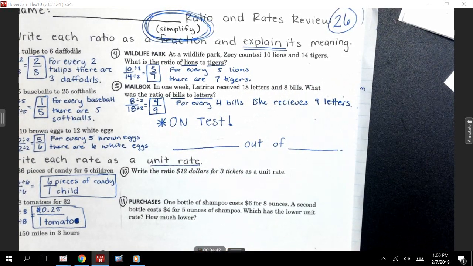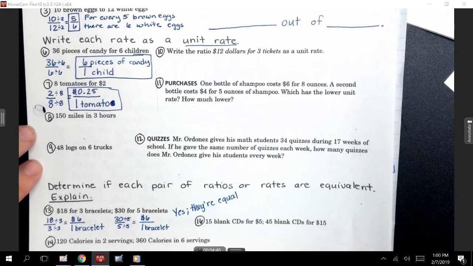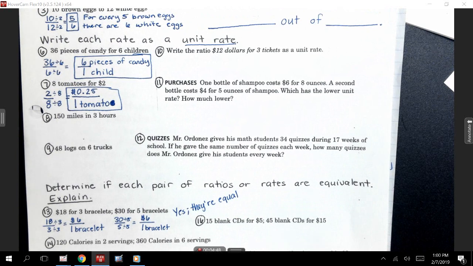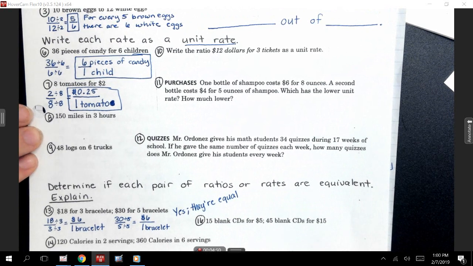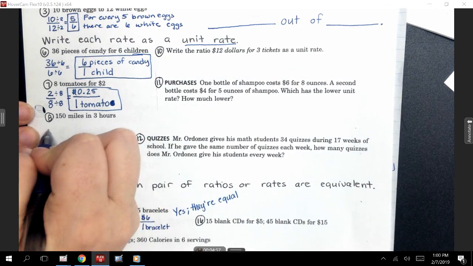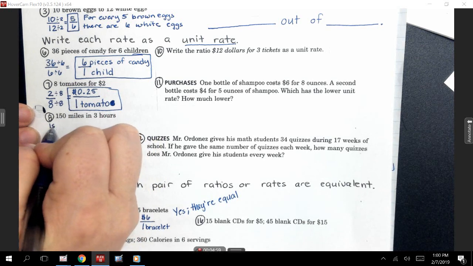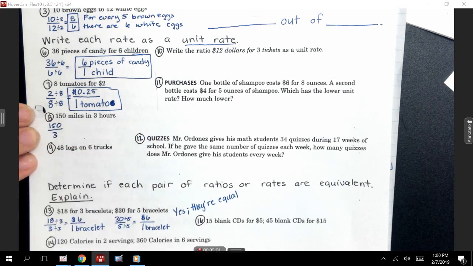Please come in quietly. All right, so let's move down to our unit rate. So unit rate means we are looking for the 1 on the bottom. All right, number 8, what's that ratio going to be set up like? Chris? 150 at the top and 3 at the bottom. Perfect. 150 at the top, 3 at the bottom.